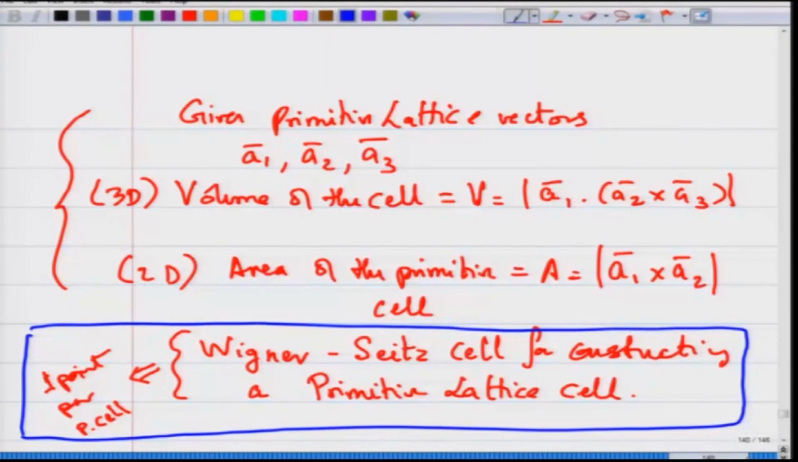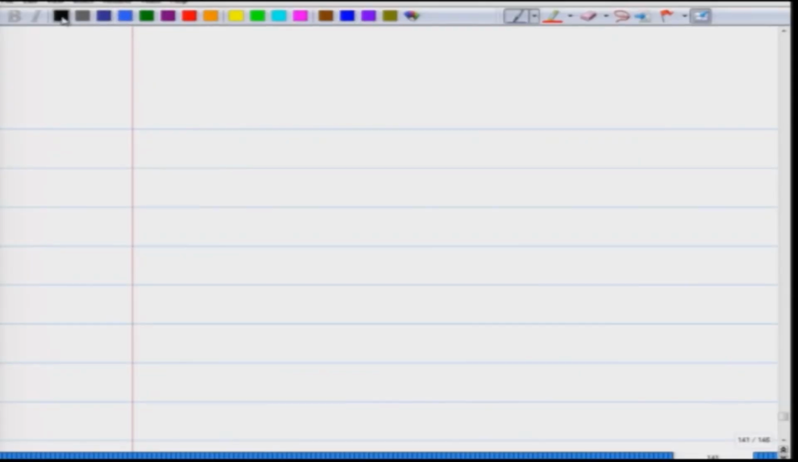I will use again 2 dimensions to illustrate the point. So, let us take a collection of points. This is my set of points, and of course they are extending out in both directions. I am just drawing a finite set of points, and now I would like to draw the Wigner-Seitz cell, which is a primitive lattice cell for this Bravais lattice. So, how does one construct it? One first constructs from any point, you first join all the nearest neighbors by lines.